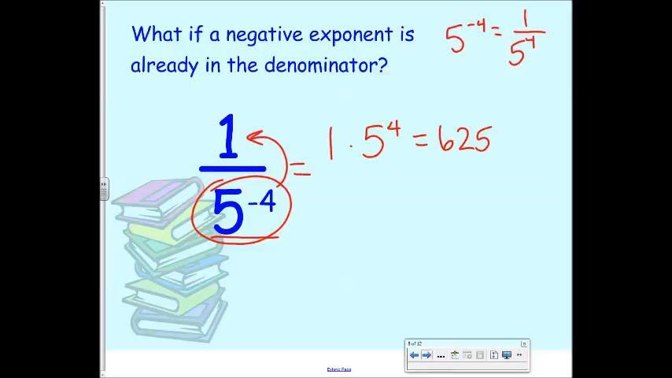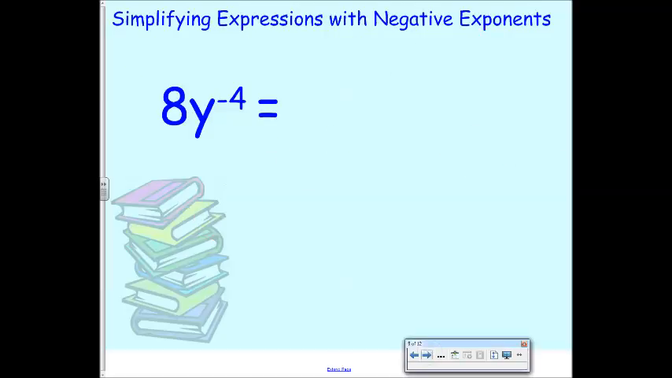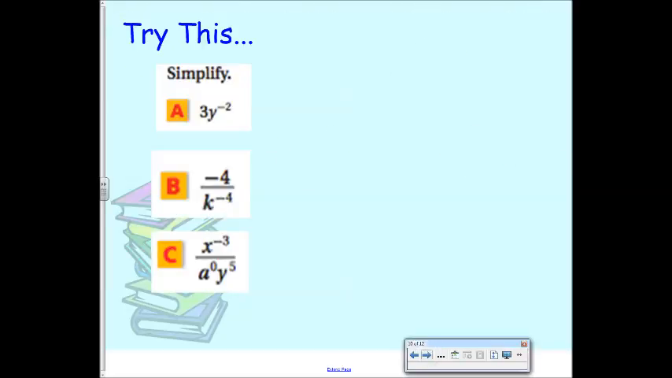The reason I say that is because in this case, even if you flipped it, it would still give you the same thing, because it would be 625 over 1, which is still just 625. The reason I don't want you to think that way is because you'll have problems like this, where you've got some stuff in the numerator already. So I don't want you to get in the habit of flipping it. So then how would you do this one?